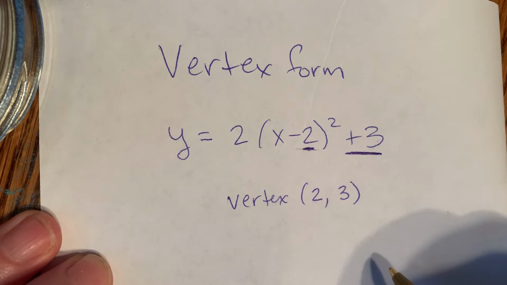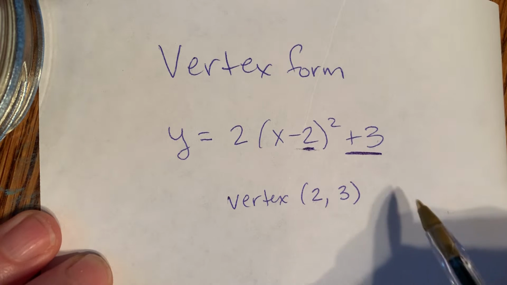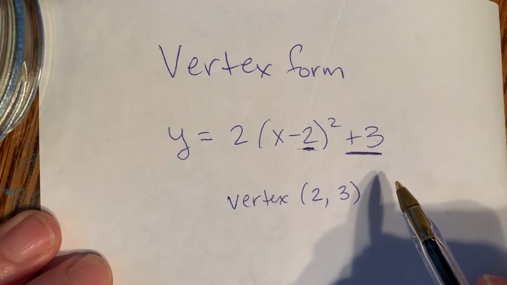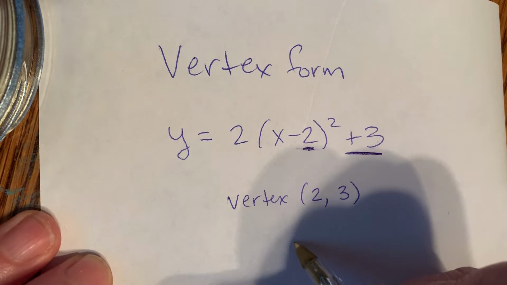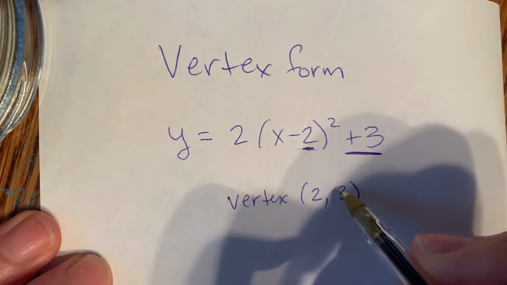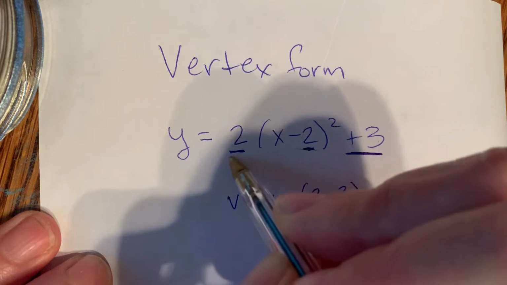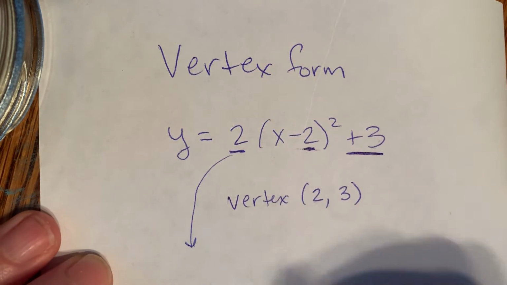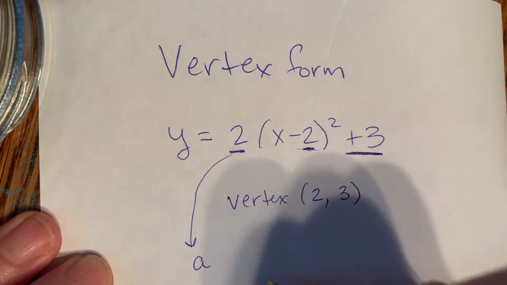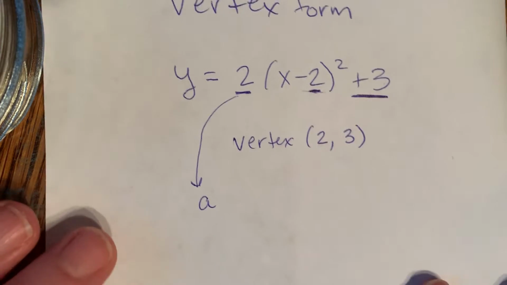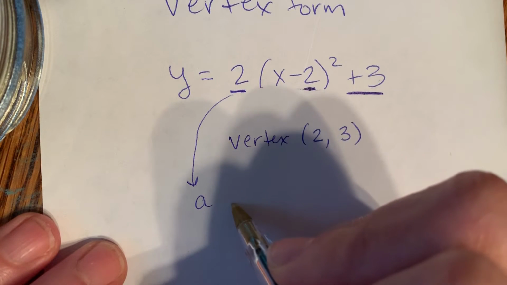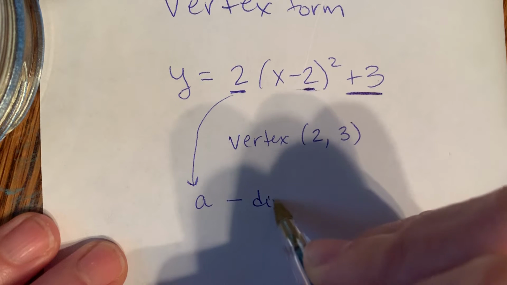Do I know where the roots or the x-intercepts are? No, this form does not give me that. But that's okay. We'll go over how to graph it in a second. This value out here, we'll make a little note down here. This is your A value. And the A does 2 things for you. The A tells you the direction of opening.